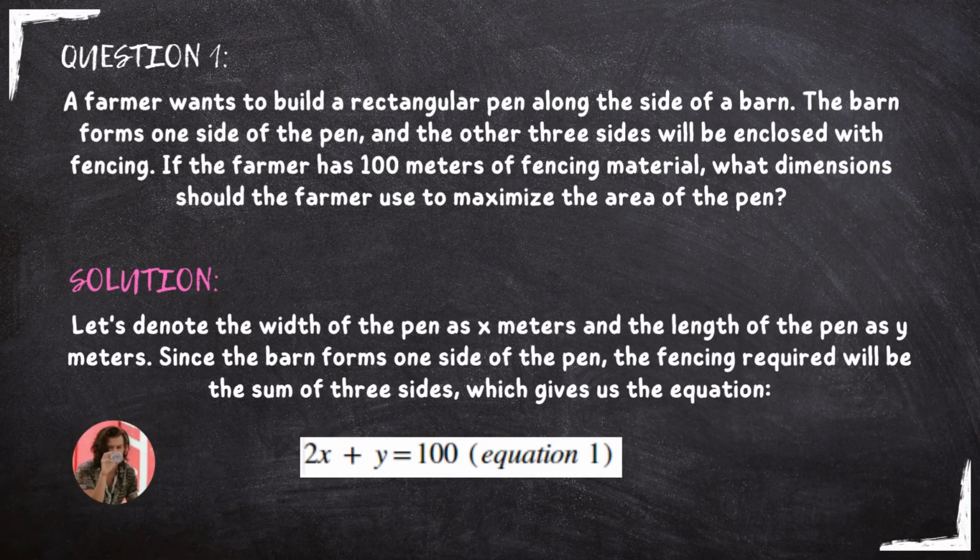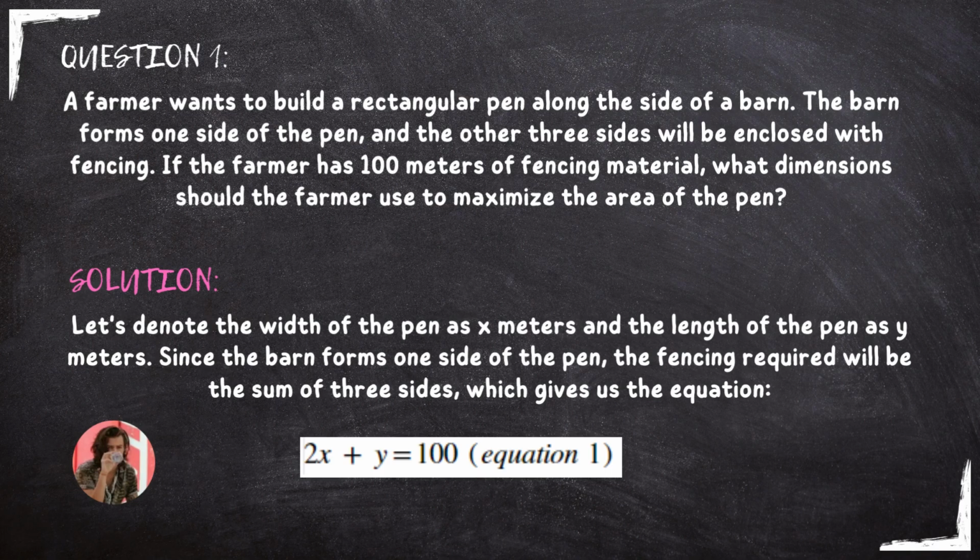For question 1, a farmer wants to build a rectangular pen along the side of a barn. The barn forms one side of the pen and the other 3 sides will be enclosed with fencing. If the farmer has 100 meters of fencing material, what dimensions should the farmer use to maximize the area of the pen? So for the solution, firstly, we denote the width of the pen as x meters and the length of the pen as y meters.